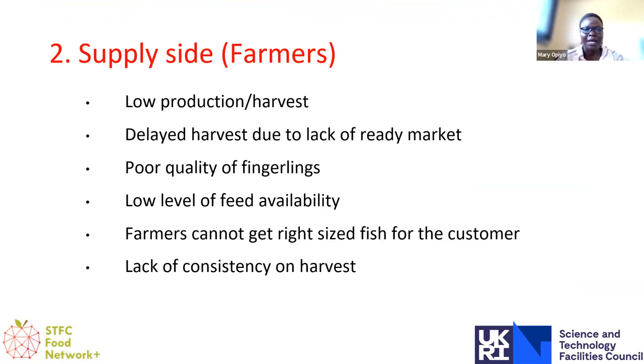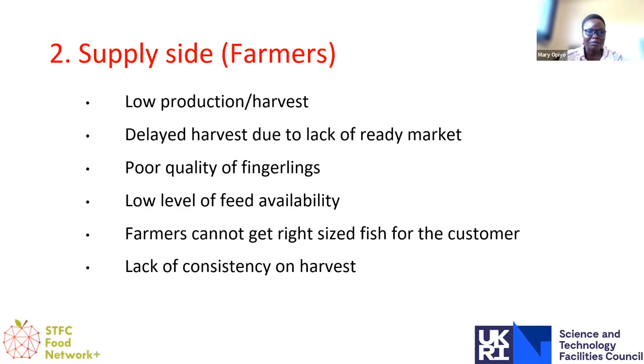On the supply side, the cost of production is very high. And then they will delay, like if fish is ready for harvest, let's say in January, you find that most of them cannot get a bulk market for the fish. So they will delay harvesting the fish for sale, or they will be harvesting the fish in very small quantities. So it means that they lose, because as they continue keeping the fish, they continue feeding the fish. That brings losses to farmers.